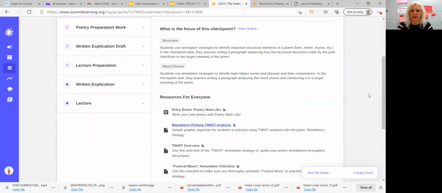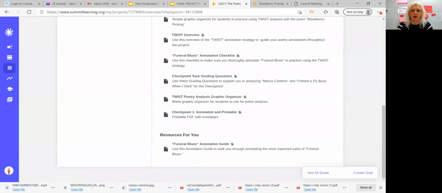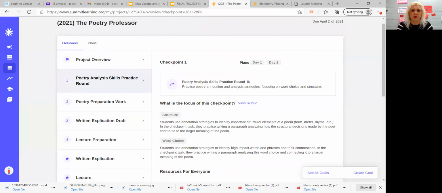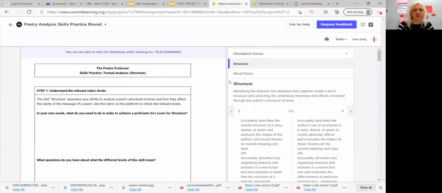Okay, checkpoint one, let's look at this, hopefully I don't lose you. This is just analyzing what you're going to do. It's basically your plan. Checkpoint one is your plan. All right, what are you going to do? This is your skills practice. In your own words, what do you need to do to achieve a 6 on your structure score? Does your poem need to have rhyming? Do you need to figure out the rhyme and the meter? You need to worry about the structure, and you need to answer that. What questions do you have about the different levels of this skill? What are your questions on this?